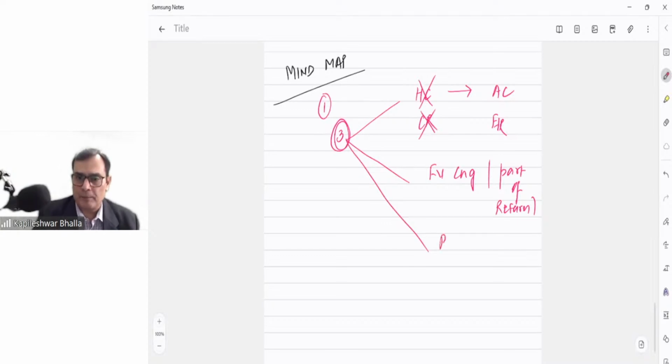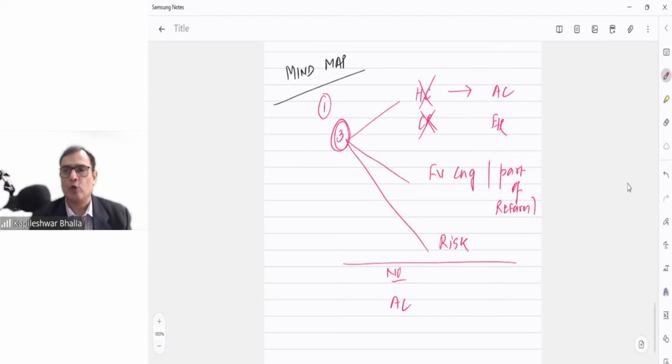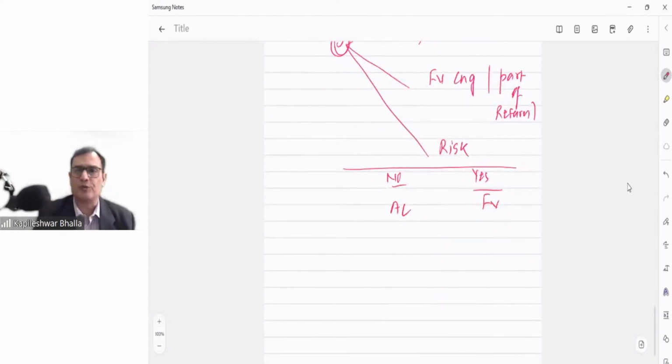And the measurement base is completely based on a risk assessment. The moment you say there is no risk, we use a cost approach, the new version called amortized cost approach. The moment you say yes, there is a risk, we apply a fair value approach. Within that, if the risk is high, I would use an FVTPL approach. If the risk is not that high, then an FVTOCI approach.